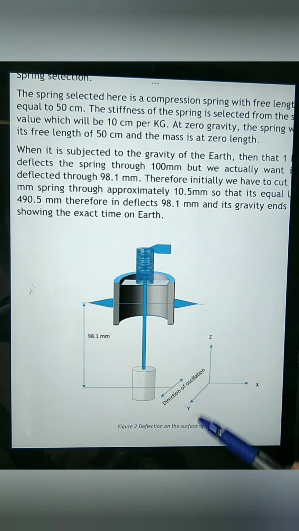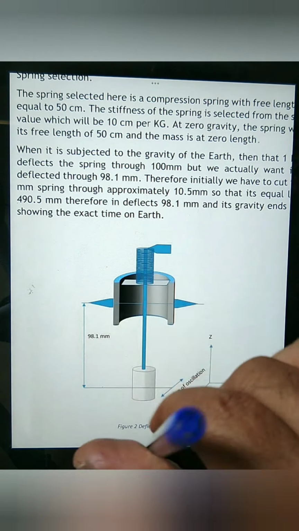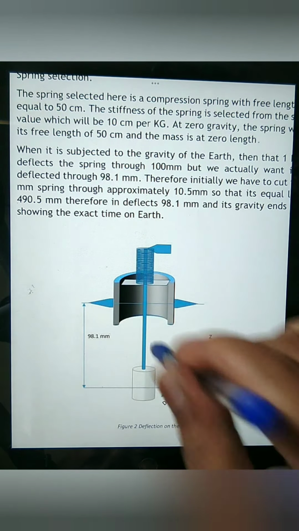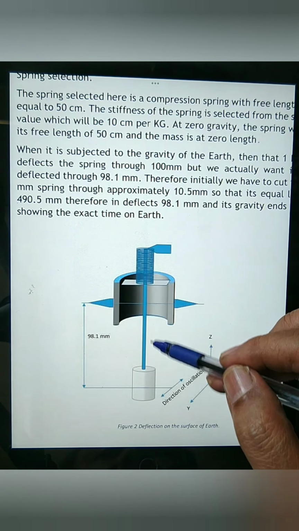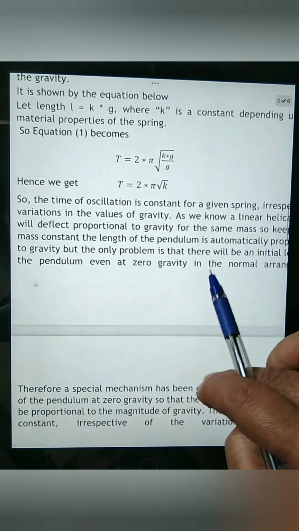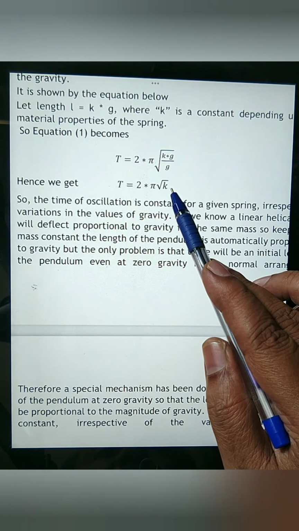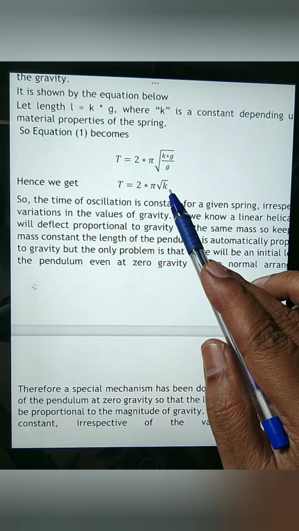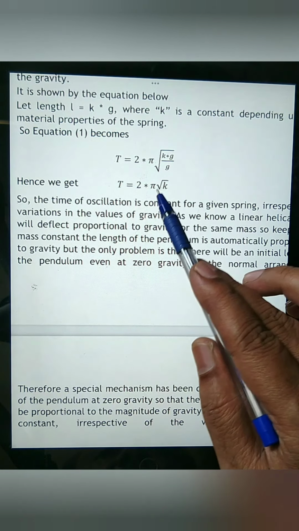Now the oscillation is in the y direction, the deflection of the spring is in the z direction, and therefore the pendulum will oscillate like this and the deflection is downwards. This will facilitate that this deflection takes care of the variation in gravity, and time is, of course, a constant given by this equation T equals 2 pi root k, where that root k depends upon the spring and its materials, length, etc. Initially we can find it out and put that particular value which will never vary.